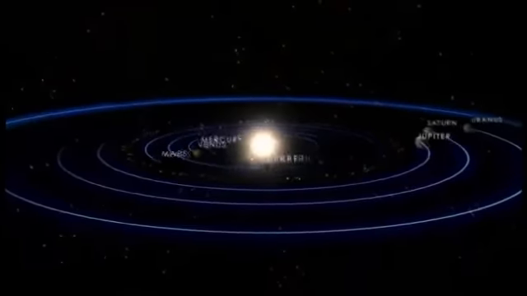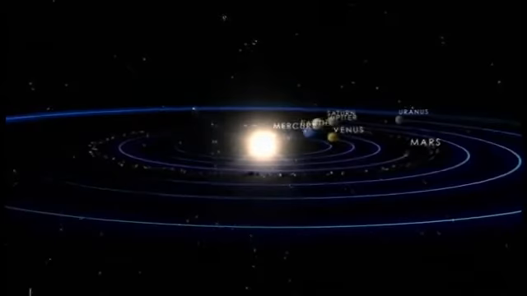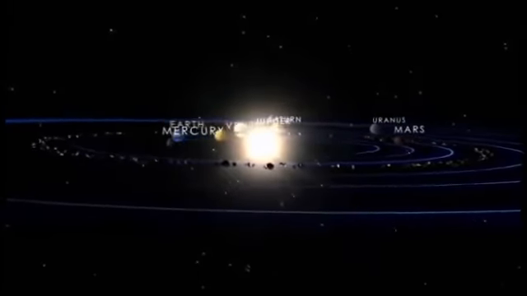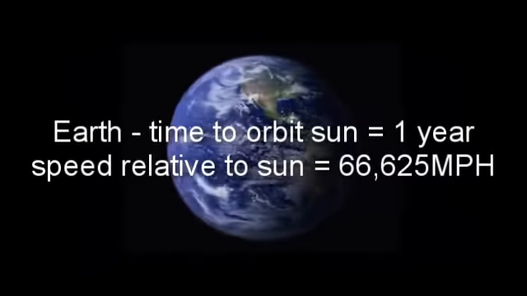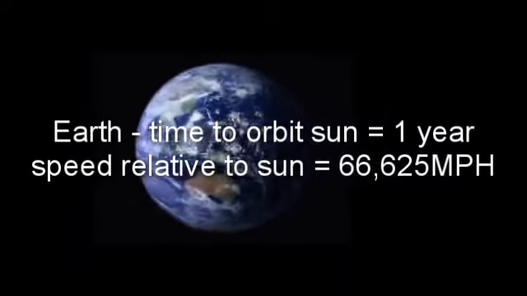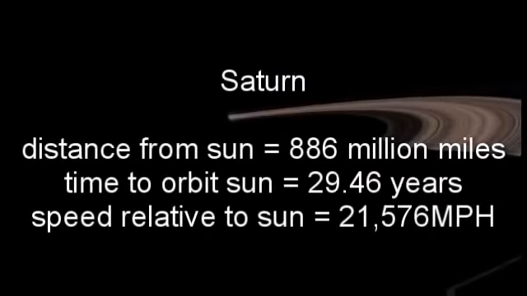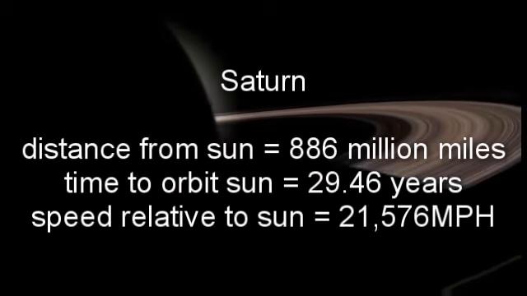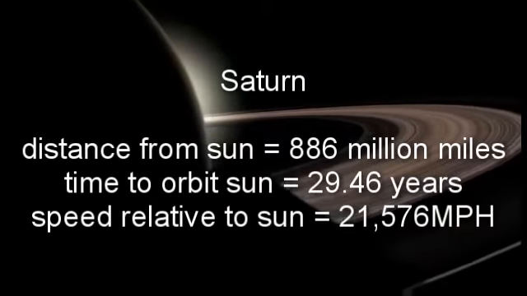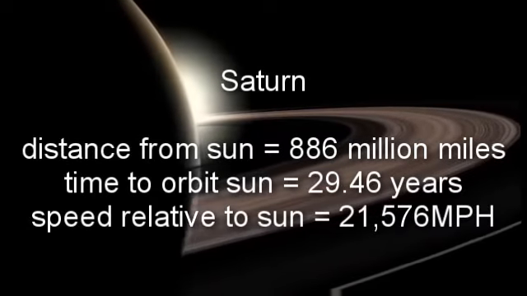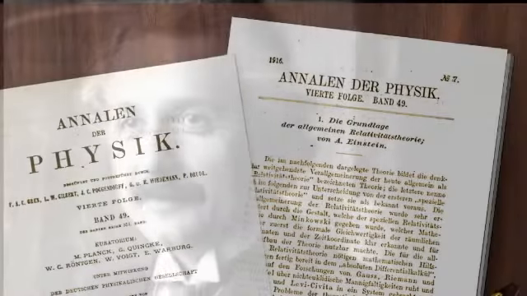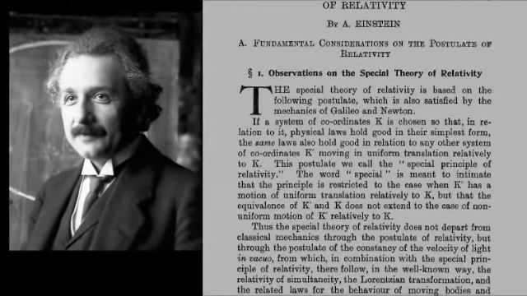Due to the stronger gravity closer to a star or planet, a planet, moon, or satellite must travel faster to remain in a stable orbit. It takes the Earth 1 year to orbit the Sun at a speed of 66,625 miles per hour. Saturn is nearly 10 times further from the Sun and takes 29.46 years to orbit at a speed of 21,576 miles an hour. Albert Einstein published his General Theory of Relativity in 1916. It still contains the best description of gravity we have.